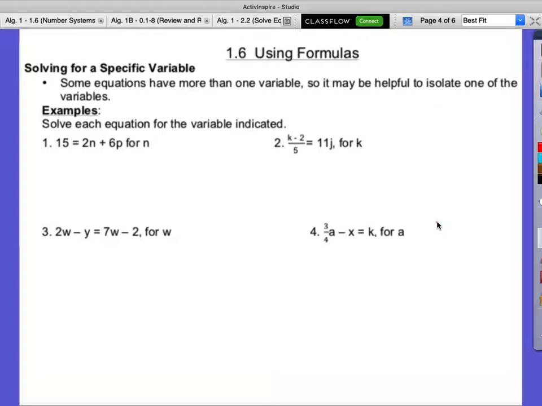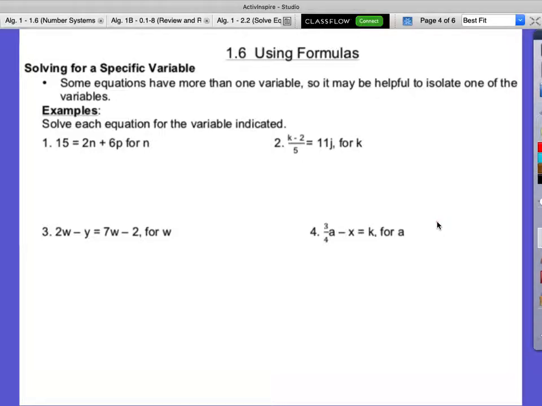Some equations have more than one variable, okay? That's like 2, 3, 4, 5, 6, or more. So it may be helpful to isolate. What's isolate mean? Get one of the variables by itself, on its own. Sometimes it's helpful to isolate one of the variables to solve the equation for that variable.